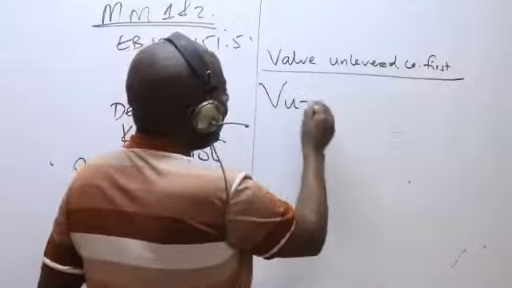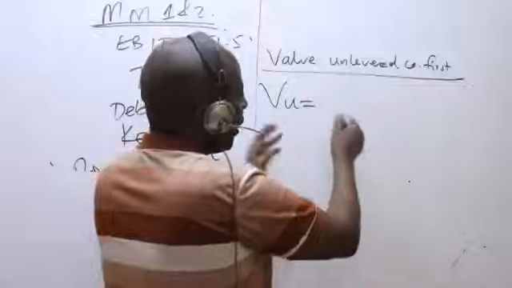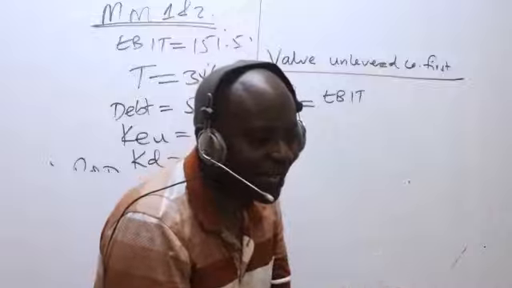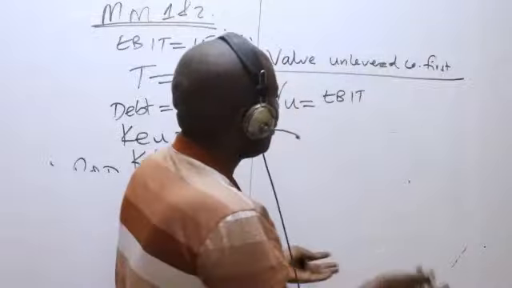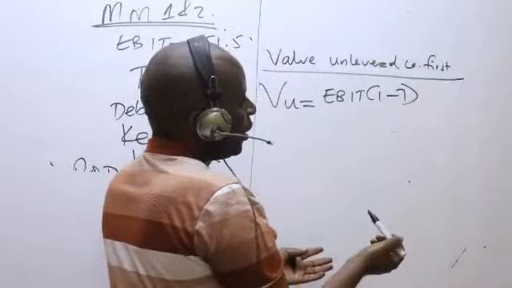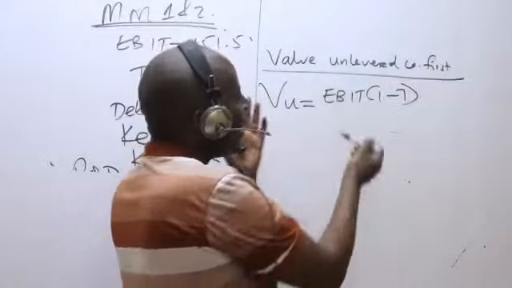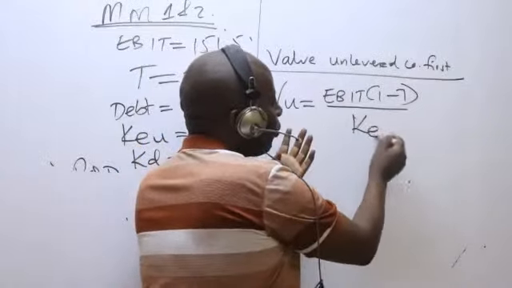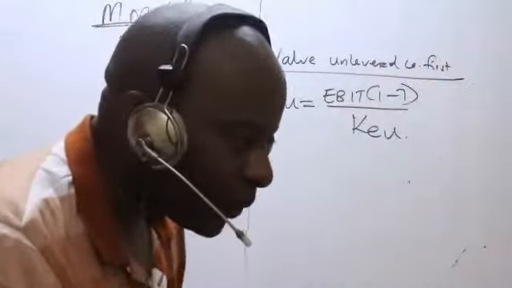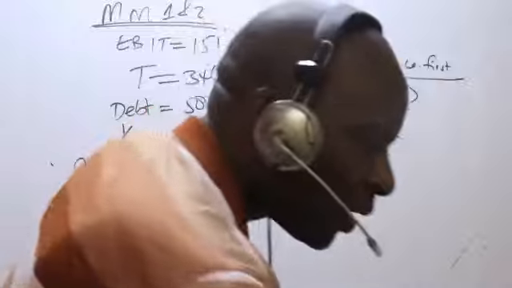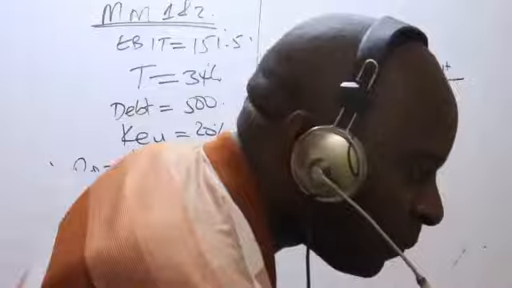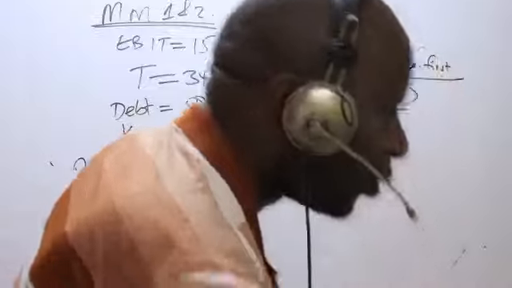So the value of the unlevered firm will be the amount we shall receive, what we call the EBIT. If you wish, you can say minus interest, but we don't have interest here. So in this case, it will be EBIT into 1 minus tax, and then over the cost of capital of an unlevered firm, which is always called Kq.